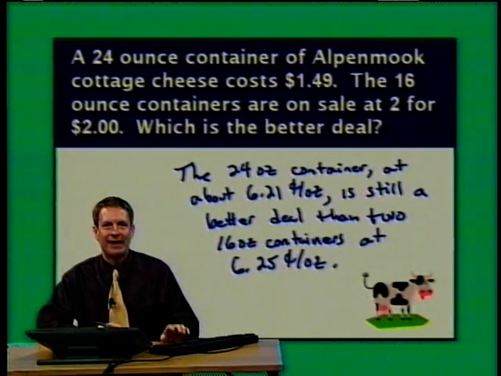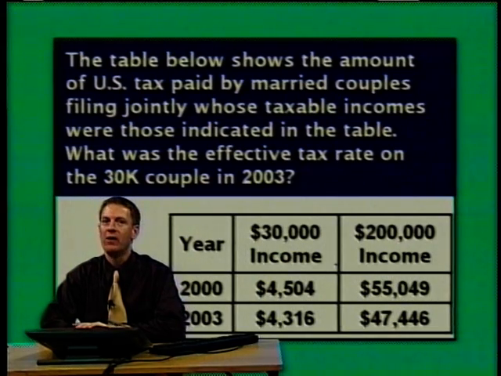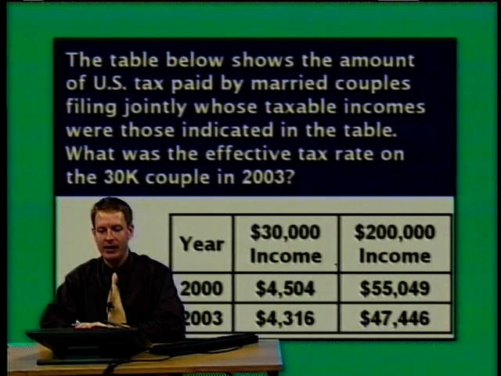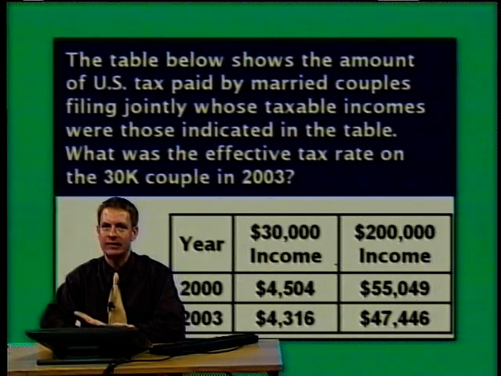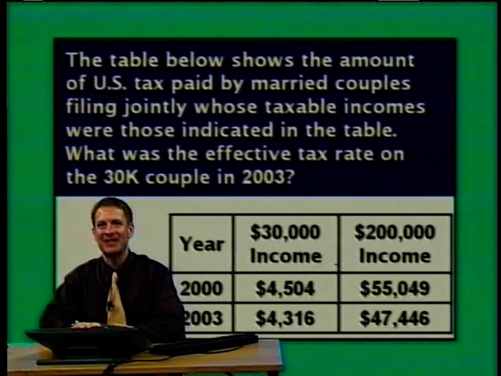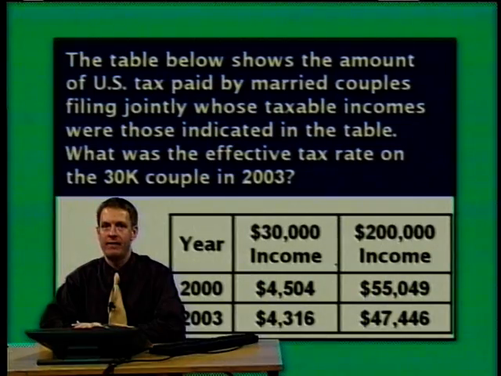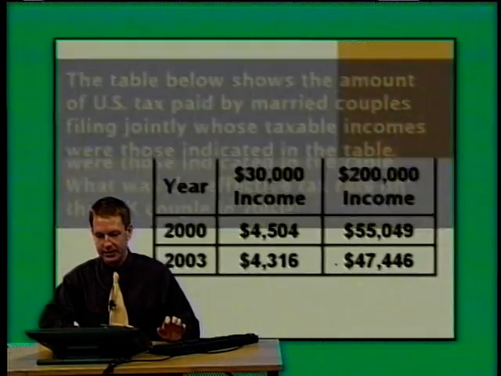Let's see one last example. This is another real-life example. The table below shows the amount of U.S. tax paid by married couples filing jointly whose taxable incomes were those indicated in the table. What was the effective tax rate on the $30K, that's a way of saying $30,000 couple in 2003? Before I dig into this problem, I do want to let you know that I dug out my old tax forms, and these are bona fide numbers for married couples filing jointly who have no kids at the time that they filed. So let's get the table out of the way.